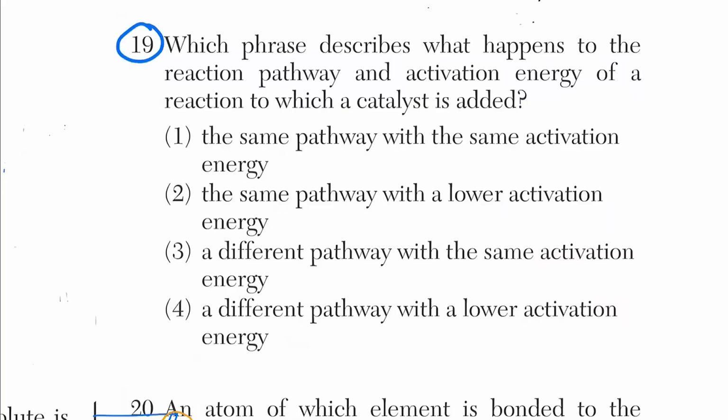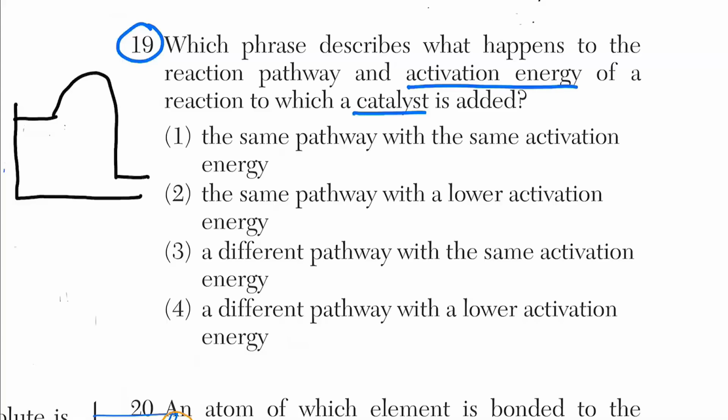Number 19, which phrase describes what happens to a reaction pathway and activation energy of a reaction to which a catalyst is added? So what happens to the activation energy? We all should know that activation energy is lowered, but what does it look like on a potential energy curve? So we draw a potential energy curve. I'm going to do an exothermic reaction. The reactants have higher energy than the products. We have this pathway. I'll draw the pathway in blue here.